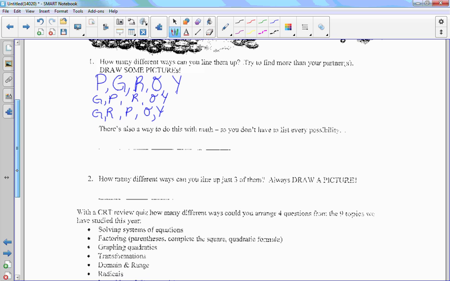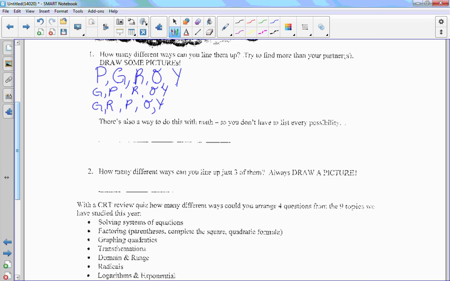So, this is why I asked you on the last page to do it without listing, to create a diagram. Because sometimes listing gets a little out of control. There are too many to list. It would take a very long time. You can easily miss one. So let's talk about the math.